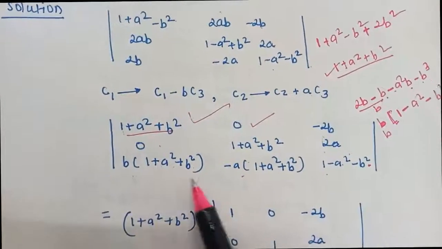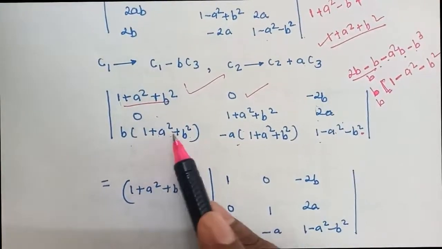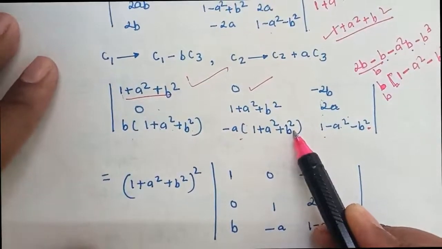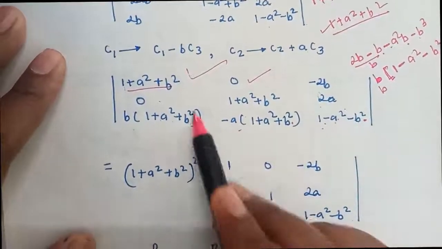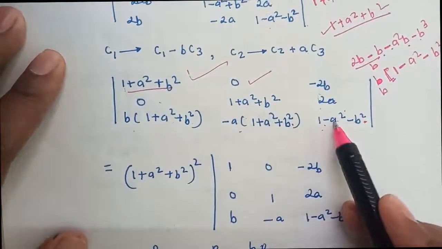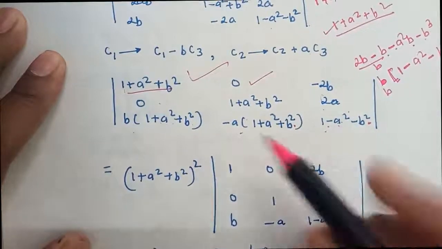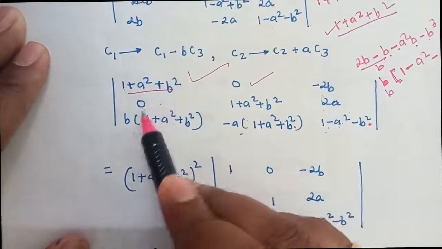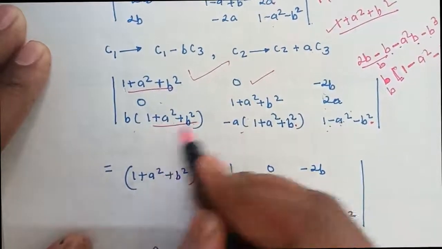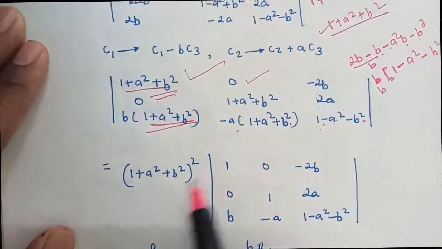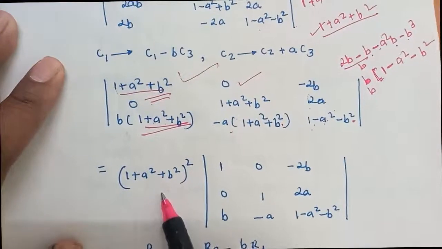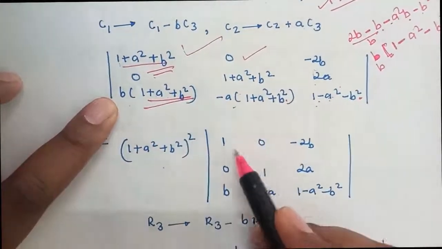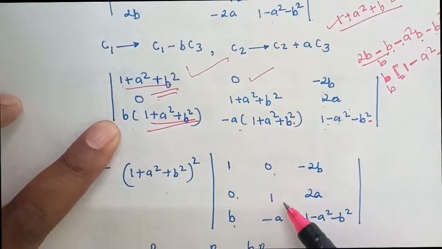So here from c3 easily I can take 1 plus a square plus b square common, even here also 1 plus a square plus b square, and here 1 minus a square plus b square. Now here I can't take it because there is a plus sign here and a minus sign here, so I cannot take 1 plus a square plus b square common. But just see the first column. In the first column we have 1 plus a square plus b square, here 0, here also 1 plus a square plus b square. That means I can take this common from the first column, so that's what I have done. Already 1 plus a square plus b square was common, so that will become 1 plus a square plus b square bracket square, 1 0 b 0.